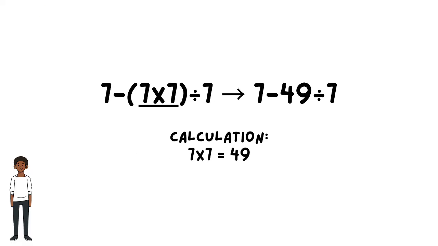Step 1. Multiply 7 by 7. 7 times 7 equals 49. Substituting 49 back in simplifies our expression to 7 minus 49 divided by 7.